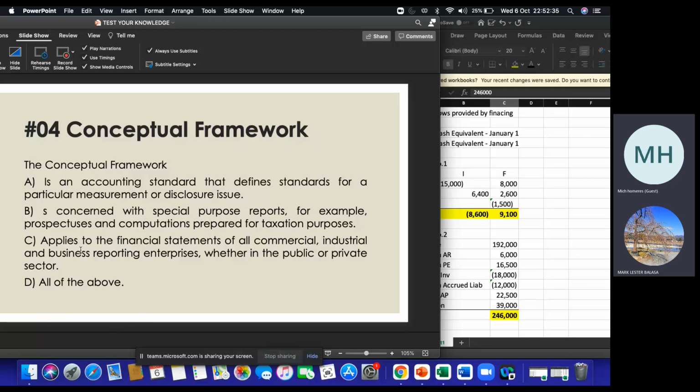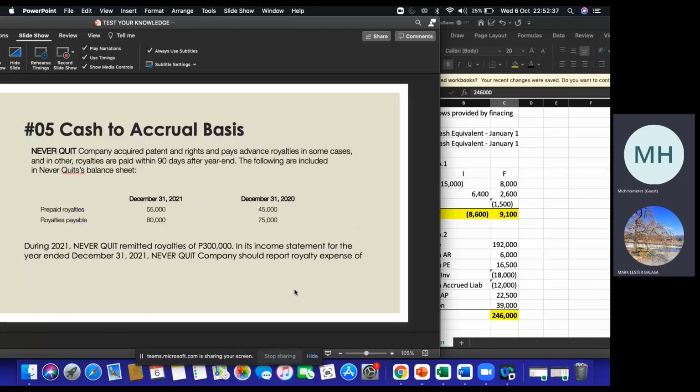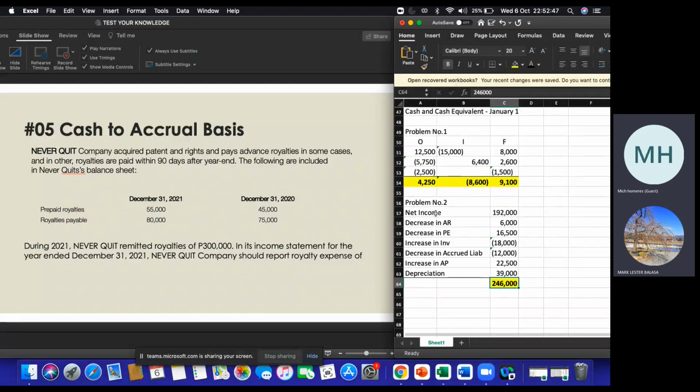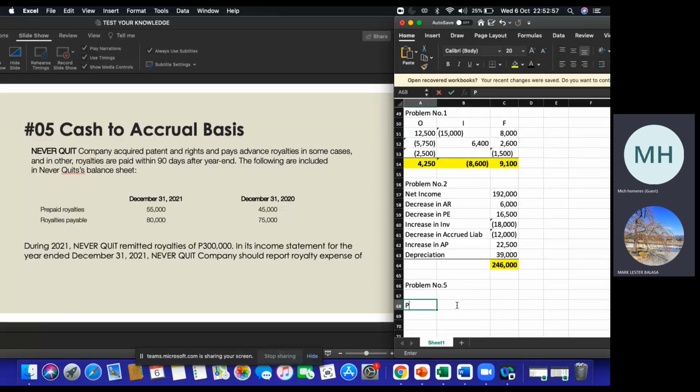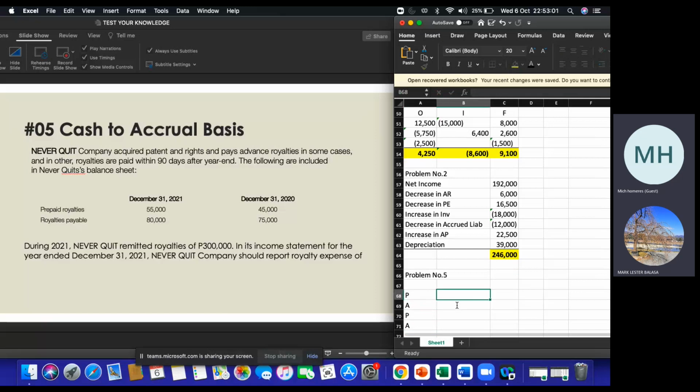Okay? Number 5 naman tayo. Cash to accrual basis naman tayo. So, a never quit company should report royalty expense of. Alright? O pagdating dito, ano na lang ang gagawin natin is yung Papa BF natin na formula na technique. Alright? So, problem number 5, you have Papa BF. Ano yung Papa BF? Papa BF. Right? Yan ang technique natin, di ba?